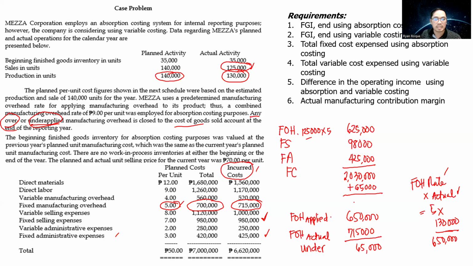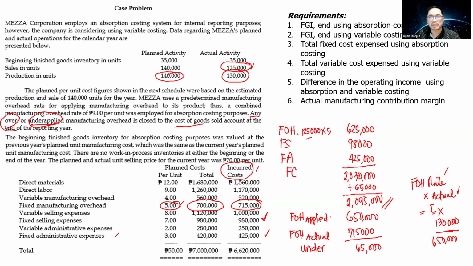So the answer in this item is 2,095,000. That would be your answer in number 3. And that is actually your fixed cost expense under absorption costing method. We have explained the full story, but there is actually a shortcut.